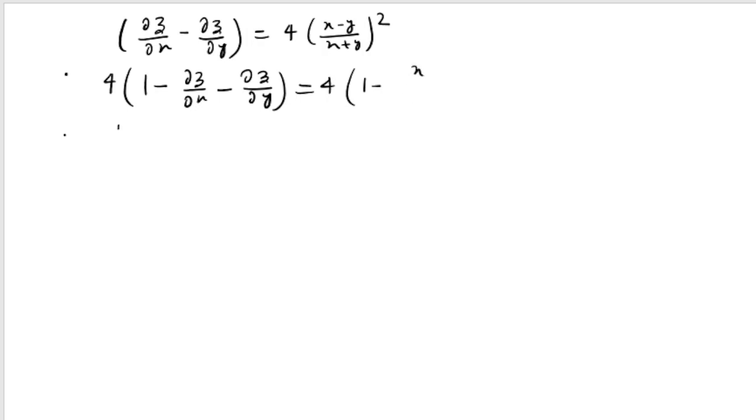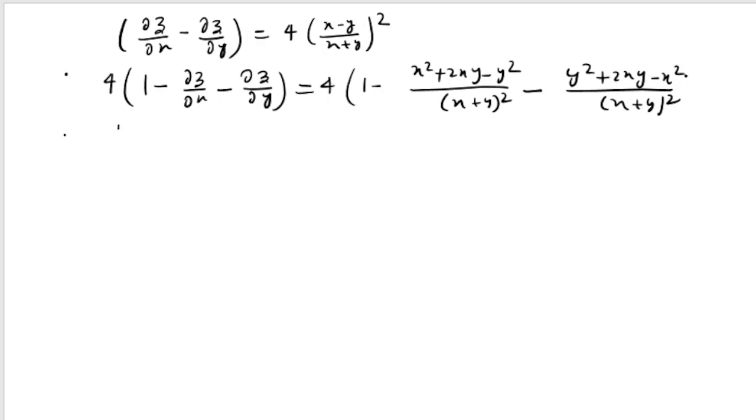So x square plus 2xy minus y square divided by x plus y whole square, and then minus del z by del y will be y square plus 2xy minus x square divided by x plus y whole square. This is just calculation, nothing else, but doing calculation should also be done very carefully. So now you can see that I can take x plus y whole square as the LCM, so I will write x plus y whole square minus this thing, so I will get minus x square minus 2xy and plus y square. I hope you got it.